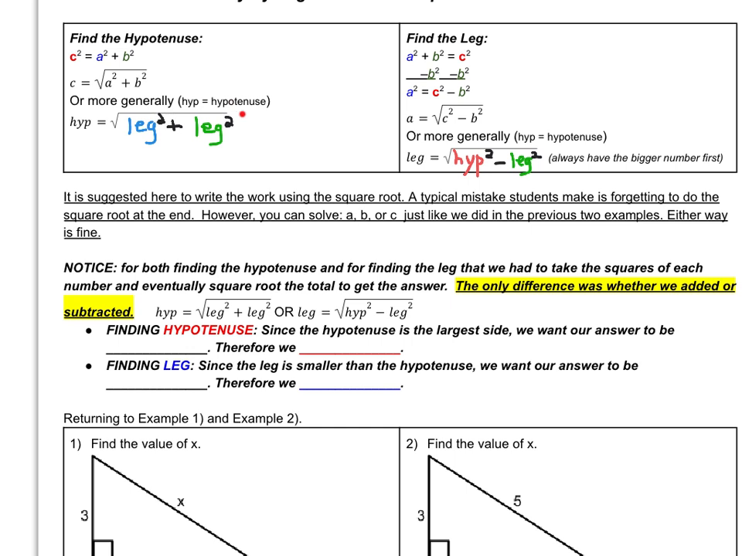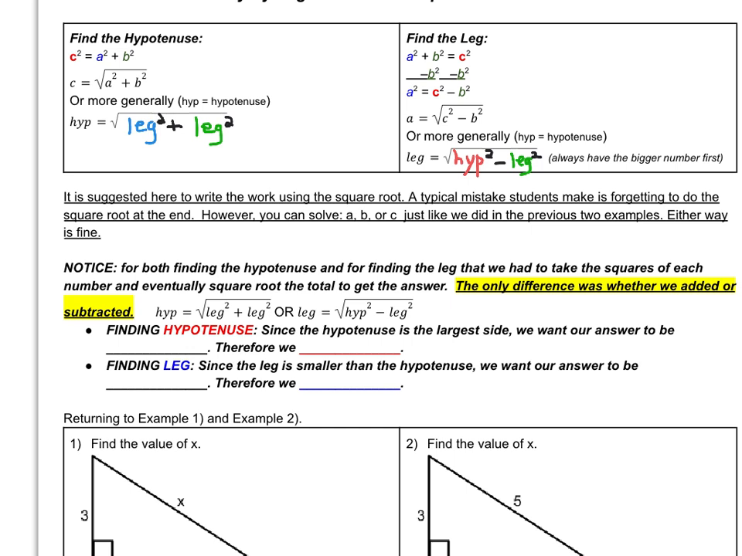At this point, what do you notice about finding the hypotenuse or finding the legs in general? Notice that for both finding the hypotenuse and finding the leg, you're taking the squares of each number, right? So you know two numbers, you're going to square both numbers. Again, write the bigger number first. You're squaring, squaring, squaring. The only difference is whether you're going to add or subtract. This one I added, this one I subtract. That's it. So the question is, do we add or do we subtract?